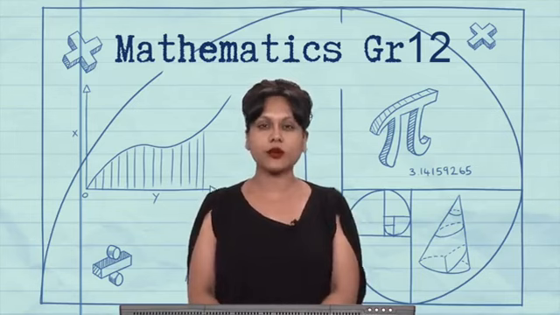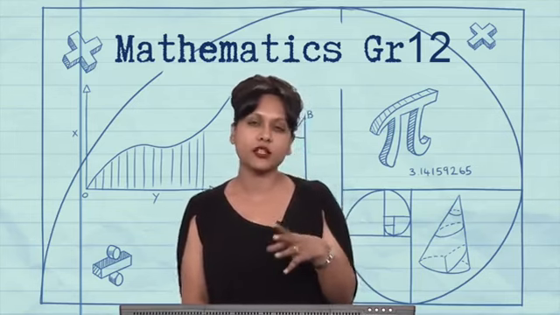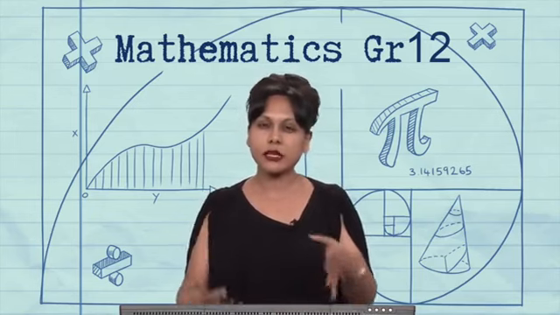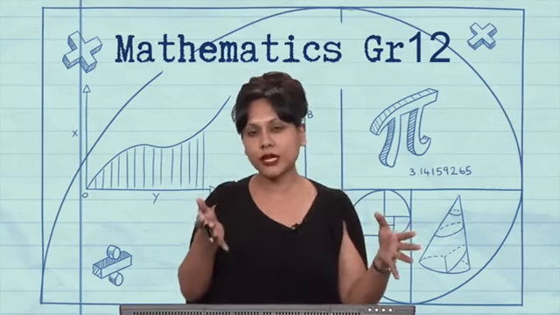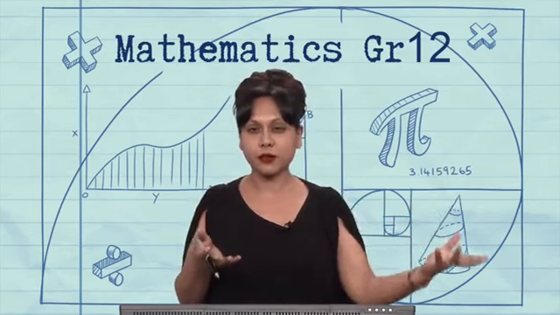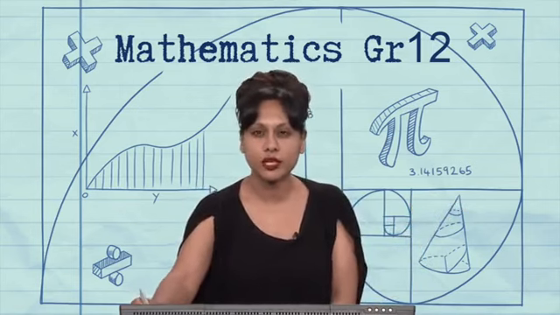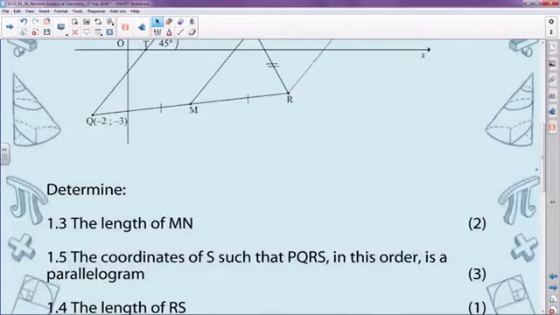Okay, everyone, so we're continuing with our discussion on this question 3, analytical geometry question, and it's the same diagram that you should already have from the first part of this question that we did earlier. So I'm not going to read the whole question again, but I want to go straight into 1.3 here, which says determine the length of MN.